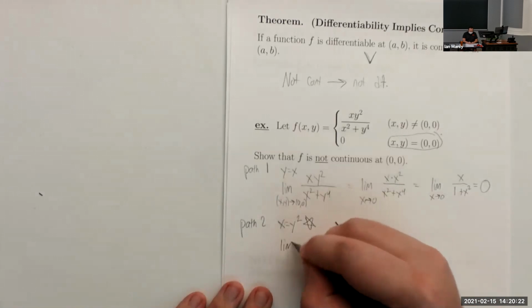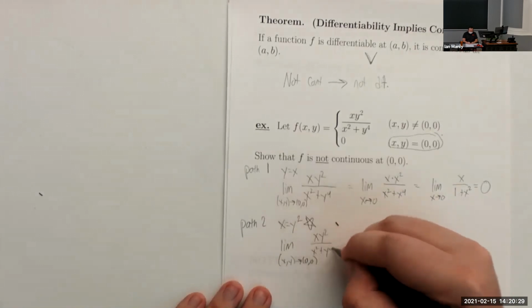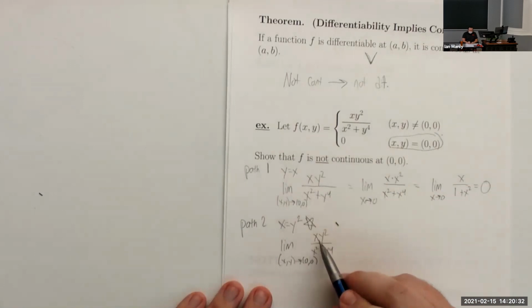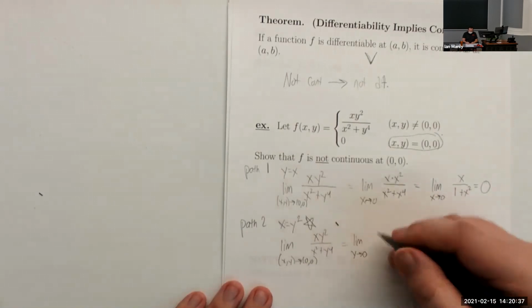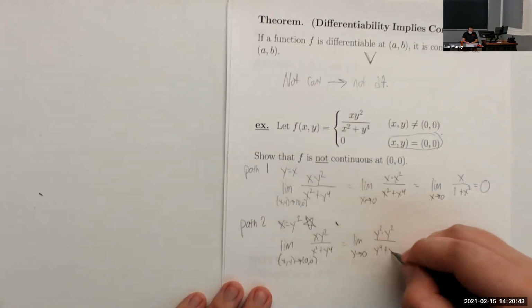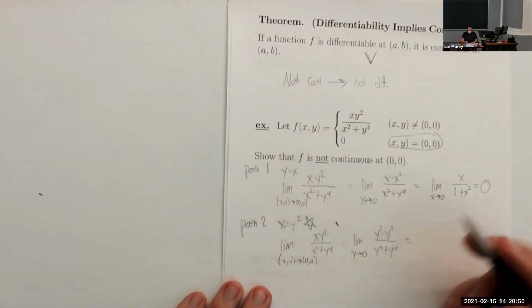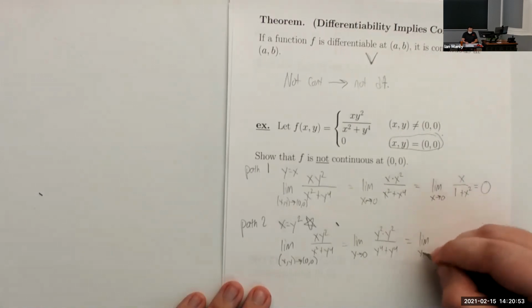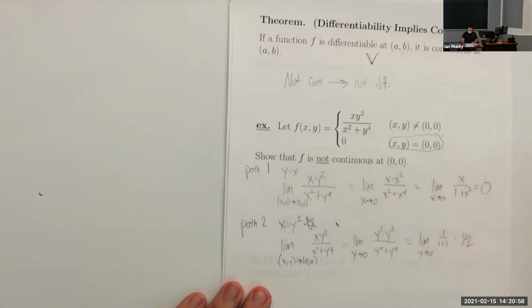All right, so let's do our limit again. Let's see if we get the same thing. So we have xy squared over x squared plus y to the fourth. Now I'm going to replace all of these x's with y squared, and I'm going to have y go to 0. So I have y squared times y squared over y to the fourth plus y to the fourth. Every single term we have is a y to the fourth, so we can divide all of it out. And we end up with 1 over 1 plus 1, aka 1/2.